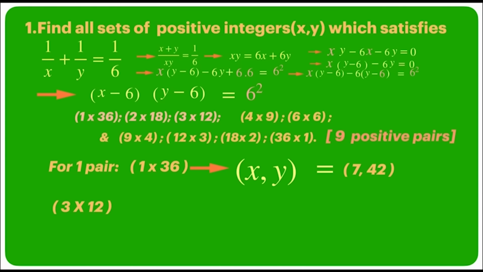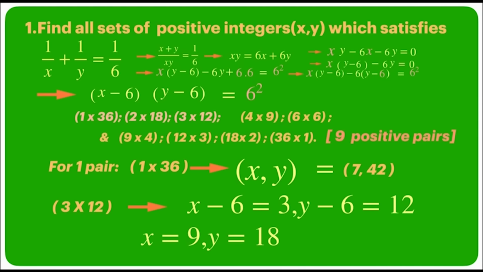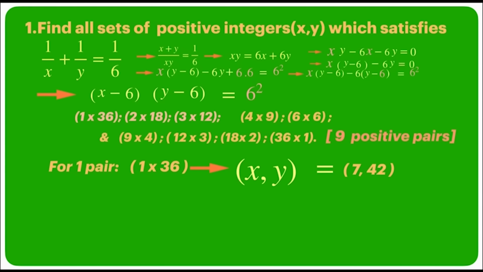So 3 into 12 will give another value of x and y in the same way, that is x minus 6 equal to 3 and y minus 6 equal to 12, and therefore x equal to 6 plus 3, that is 9, and y equal to 6 plus 12, that is 18. So the values of x and y will be 9 and 18. These are also another set of values of x and y.